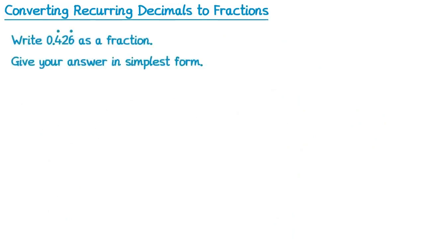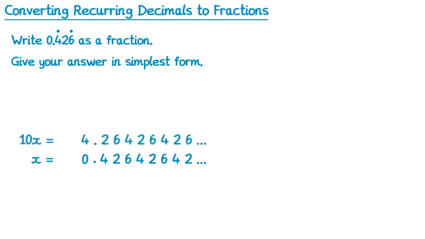For this next question, we've got a longer recurring decimal, 0.426 recurring. We'll start in the same way, write x equals 0.426, 426, and so on. We'll then multiply to get 10x, which is 4.264, 264, and so on. Unfortunately, the digits after the decimal point don't line up. So we'll try again. 100x now, 42.642, 642, and again, currently nothing lines up. So we'll try again.